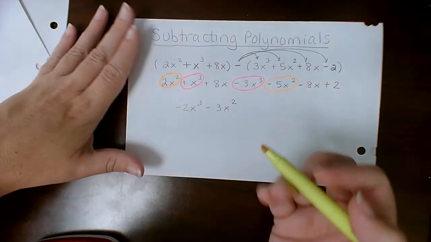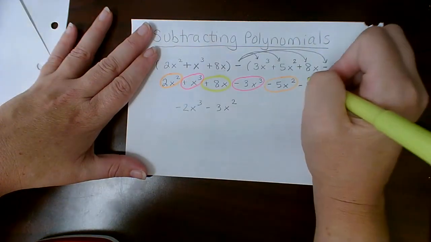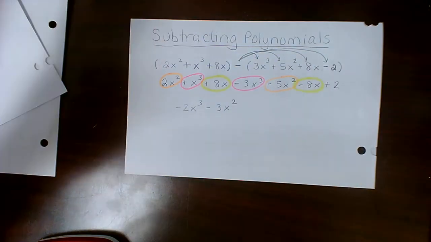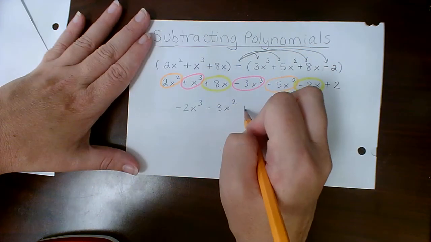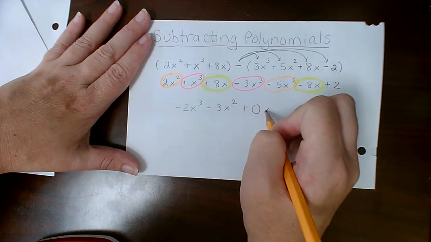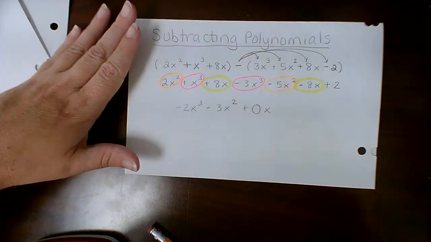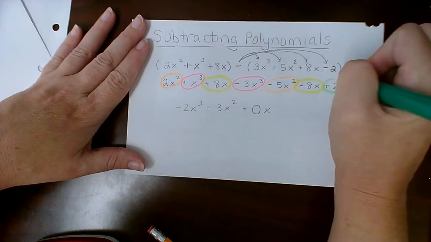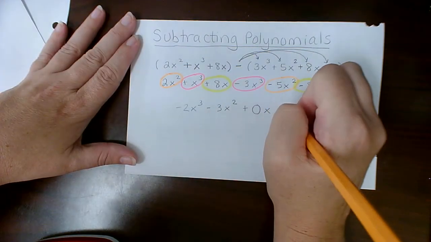The next biggest exponent is just x. I've got a positive 8x and a negative 8x. Now positive 8 and negative 8 technically cancel each other out, so I have 0 x's. The only thing left will be a constant, and I only have one of those. There's nothing to combine because I only have one, so that just goes on the end.